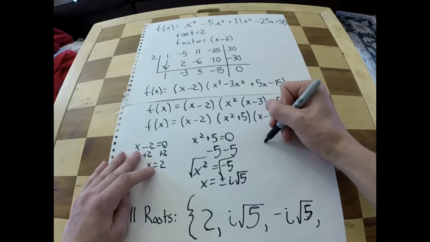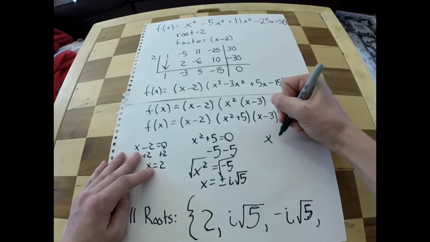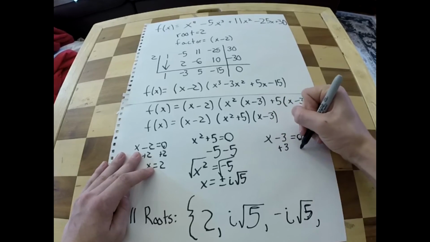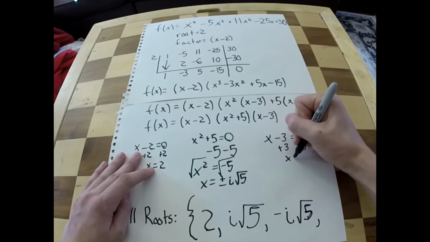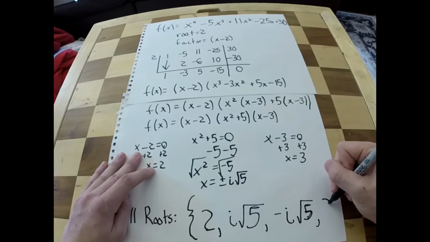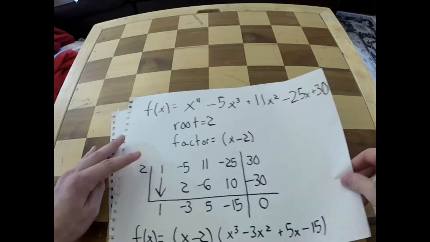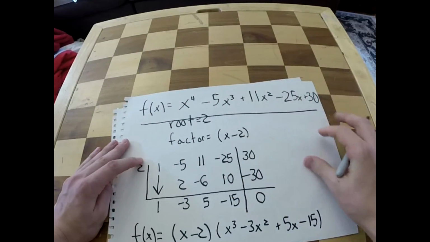We're just going to set our last factor here, x minus 3, equal to 0 to find the last root, plus 3, x equals 3. So, there you have it, the 4 roots of our original polynomial equation.